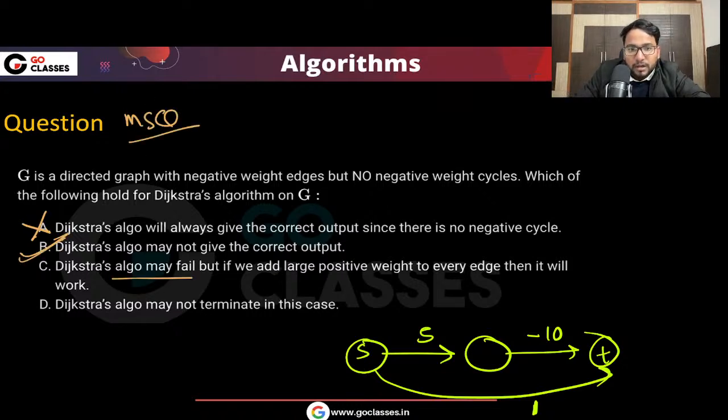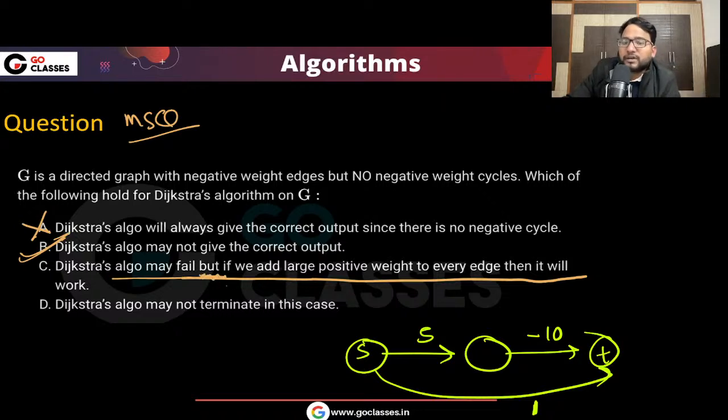Dijkstra's algorithm may fail if we add a large positive weight to every edge. We have seen this in the previous lecture: if we add a positive weight to every edge, or add or subtract, then it doesn't guarantee that Dijkstra will work, right? Even the shortest path may change. So that's why this is false.